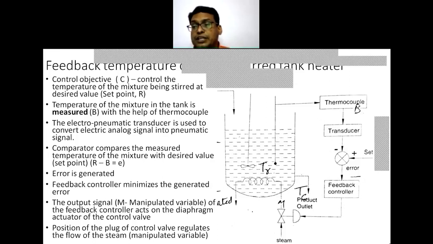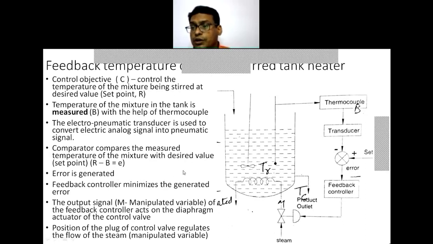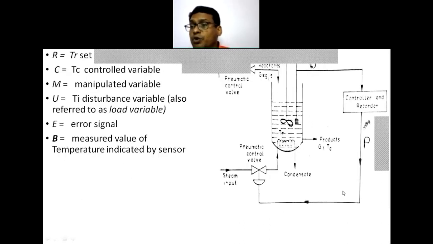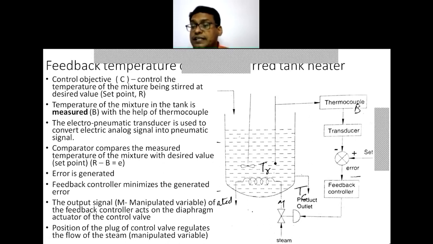Then this comparator generates the error, and that error goes to a controller. Now here this specific term, the feedback controller, has been introduced. Till now we have used only the term controller. We have not specified which type of controller is being used. Today we are discussing specifically the feedback controller, and the feed forward and feedback controller combination.